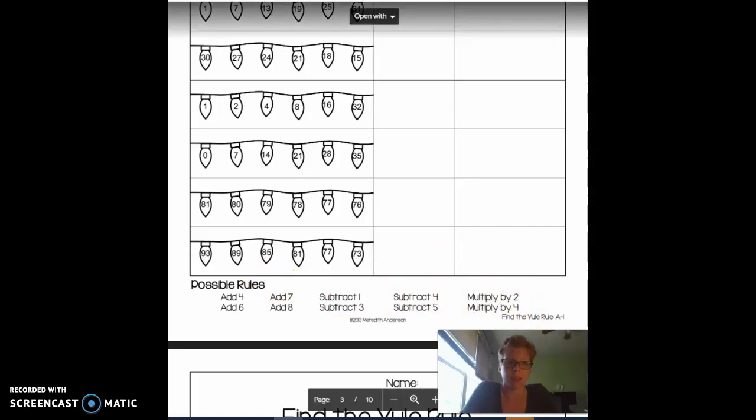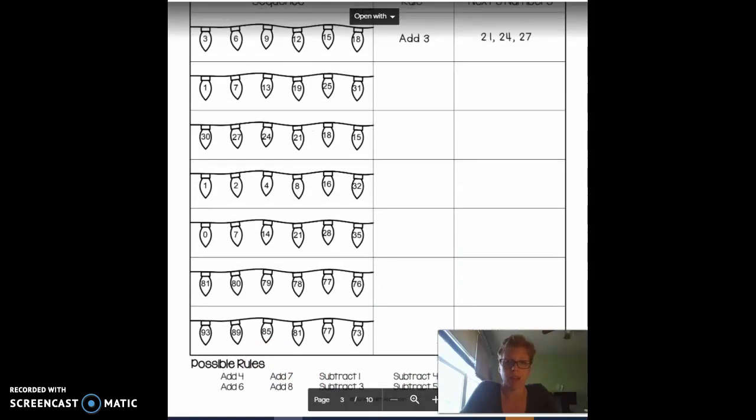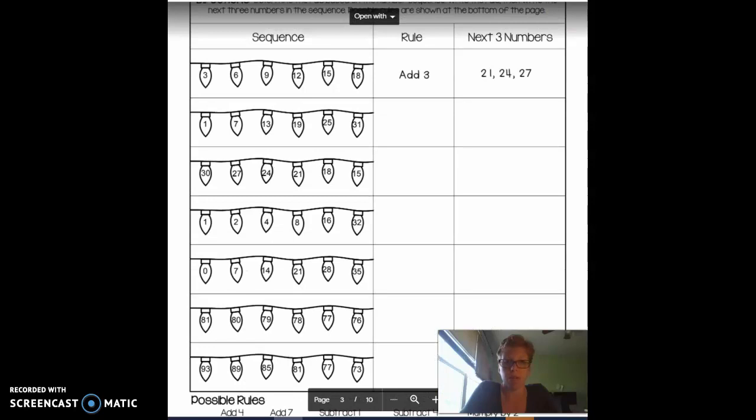That will not be a rule that you see, but you might see some of the other ones. So take it step by step. Go back and watch this video if you need help. You're going to write down the rule and then write down the next 3 numbers. When you're done, put this paper in the pathway section and go on to the next step.